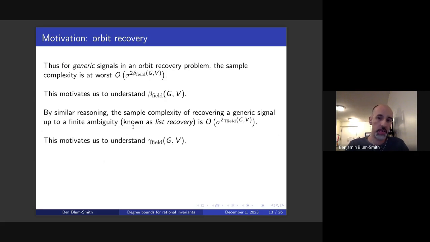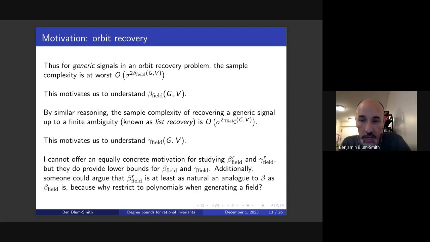And there's very similar reasoning that shows that sometimes you can get away with an even weaker setup where you recover a finite list of possible signals that your signal might be. In that case, the degree needed to separate a signal, and a finite list of other signals, from the rest of the signals generically is exactly the degree of a transcendence basis. So this motivates an understanding of gamma field.